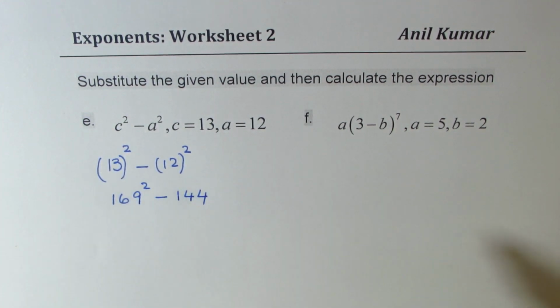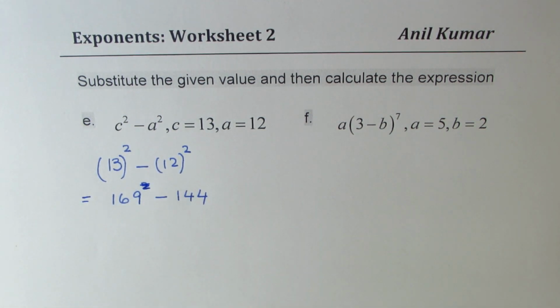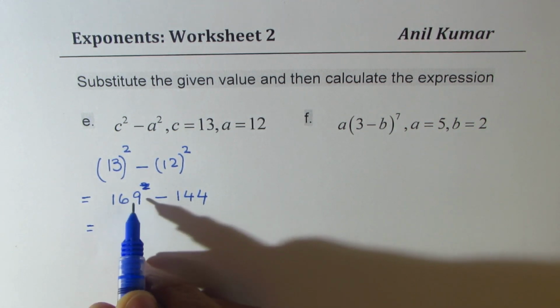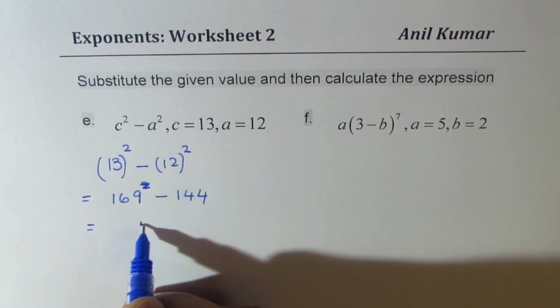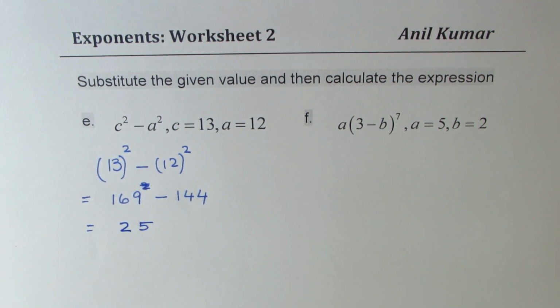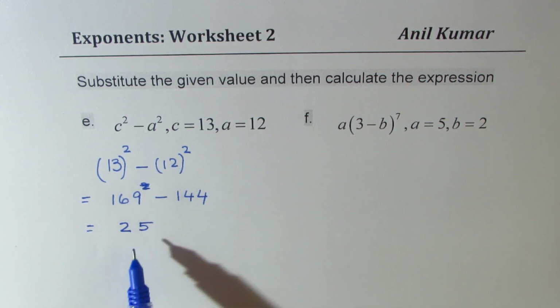Now I'd like you to remember squares for numbers 1 to 20. Just write them down and see them a couple of times. It will always help. I'm sorry, this is just 169. So 169 minus 144. 9 take away 4 is 5, and 6 take away 4 is 2. So we get 25. So c squared minus a squared with 13 and 12 is 25. Correct?